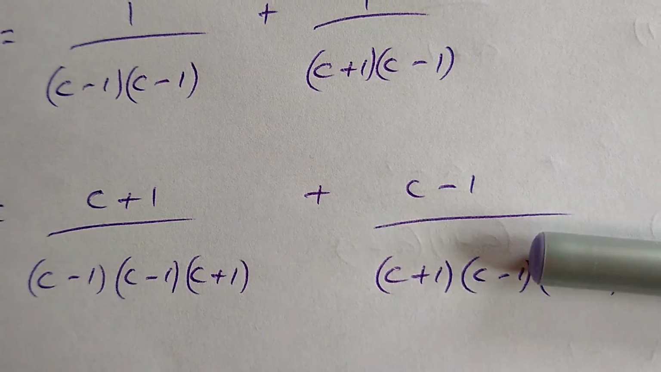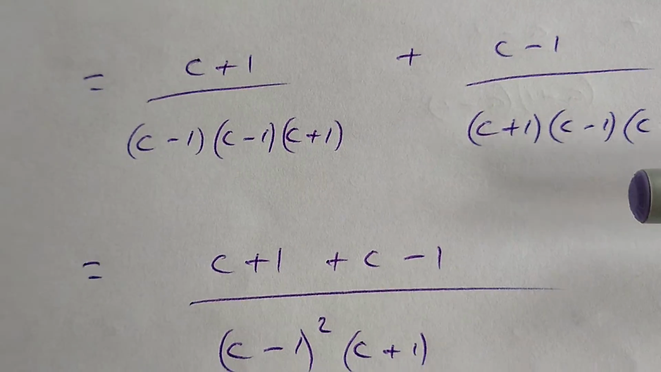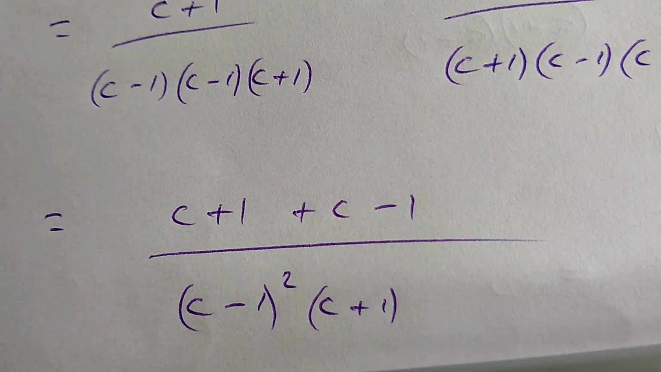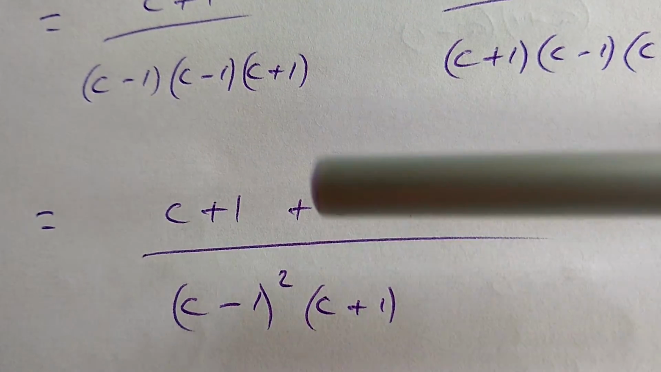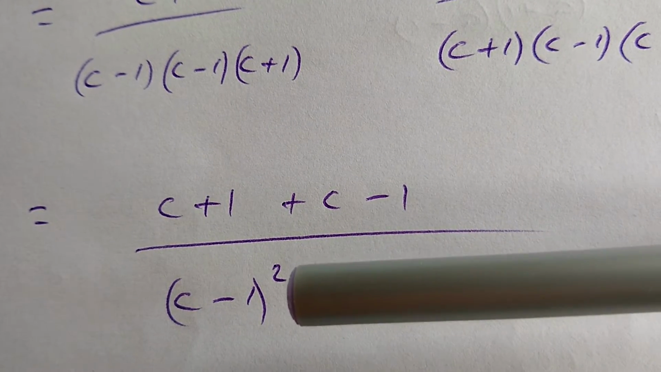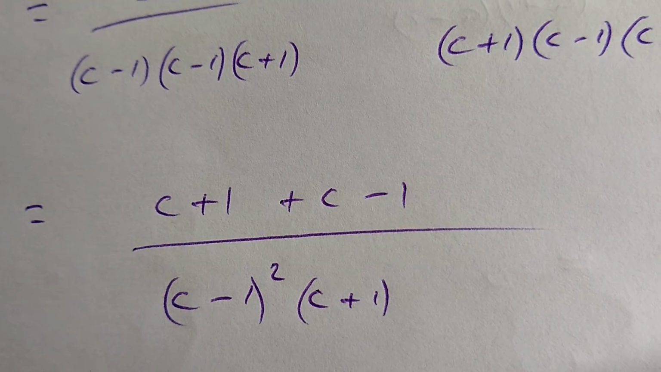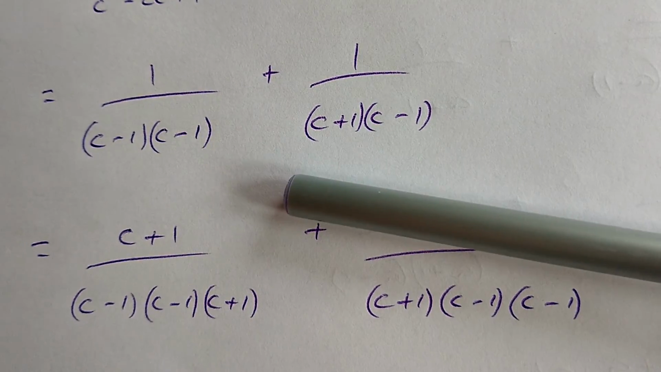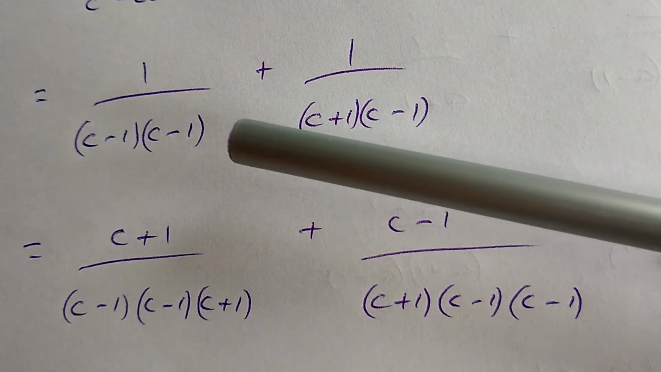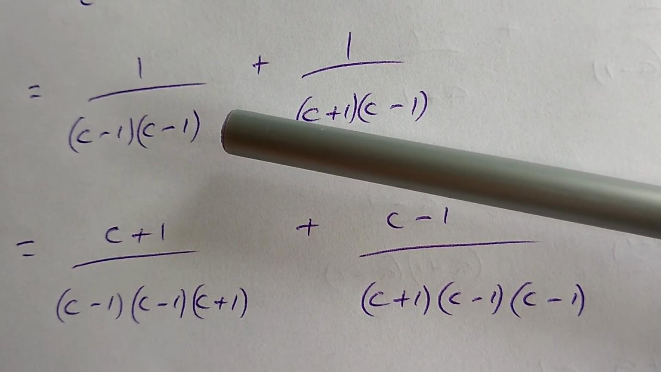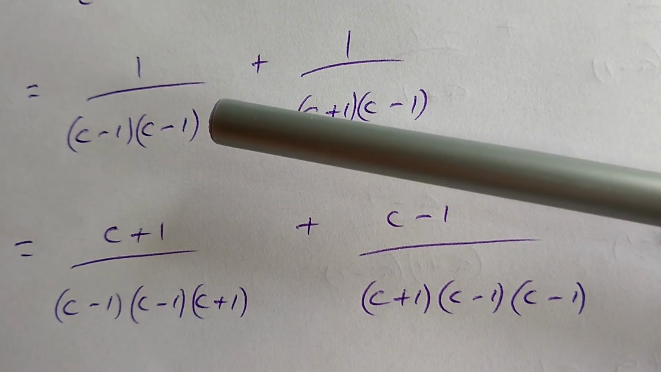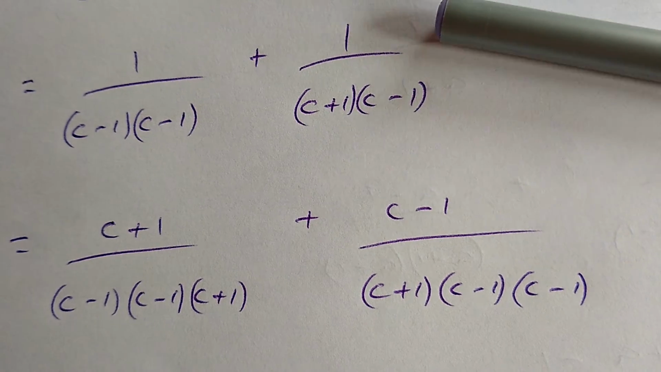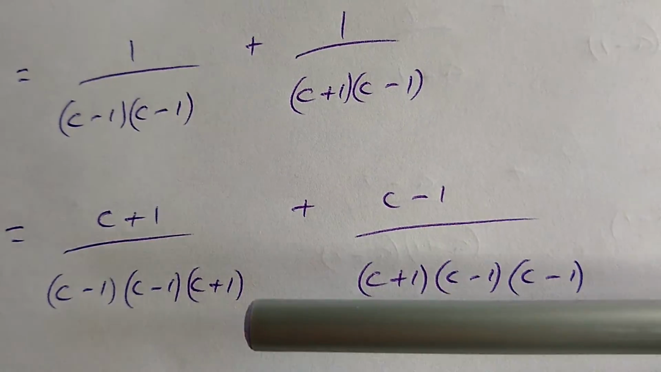Once we have common denominators, we just add the numerators together. So c plus 1 plus c minus 1 all over, well, we've got c minus 1 there, guys, so let's write that as c minus 1 all squared multiplied by c plus 1. Again, the tricky bit, if you like, is from here. We need a common denominator, so multiply this fraction by c plus 1, or the numerator and denominator by c plus 1, I should say, and in this one multiply numerator and denominator by c minus 1, and that will give me a common denominator.